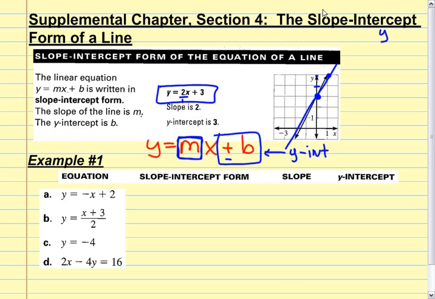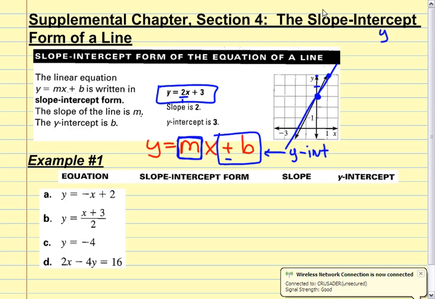That's it. The equation gives me a point. It gives me the y-intercept. It also gives me the slope. So I just use the slope to find another point, and then just draw a line straight through it. That's it. Now we're going to do that. We're going to practice that in a minute.